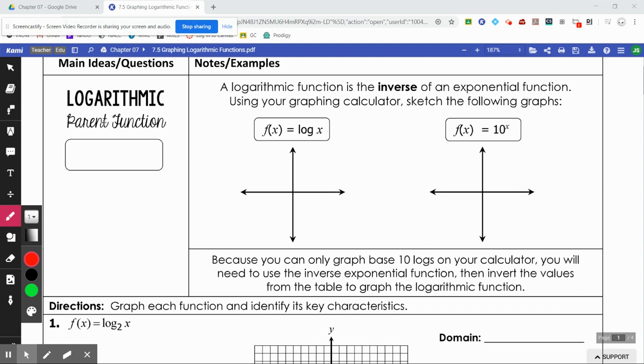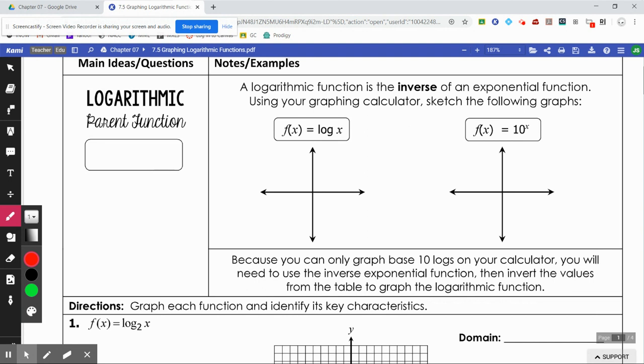Okay, in this video, we're going to be graphing logarithmic functions. First off, let's talk about what the parent function would look like. The parent function would be y equals the log of x. A logarithmic function, and we've already talked about this, is the inverse of an exponential function. And as a result, it says using your graphing calculator, let's go ahead and sketch these.